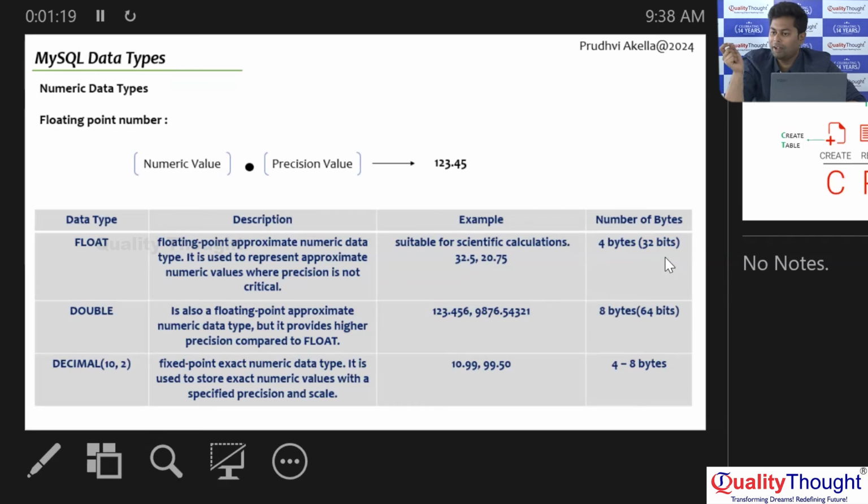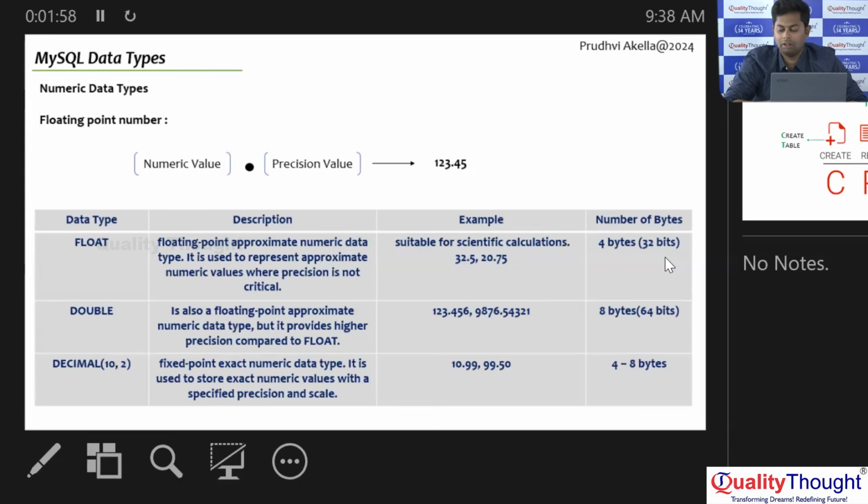So the approximate value is this: when you define a column with a float and you try to store a floating point number into it, it will take an approximate value of the precision and store that into my database. So when should I use it? When I feel precision is not critical. That means when I'm least bothered about my precision and I'm okay with approximate values, then I can go with this particular data type.